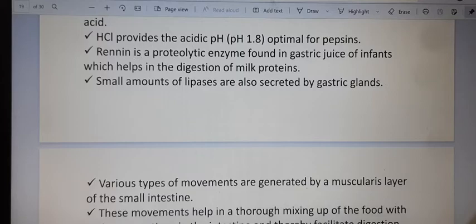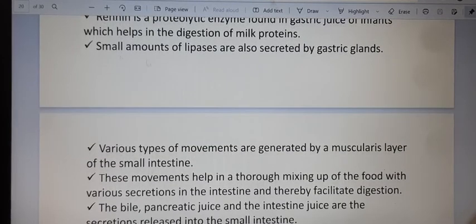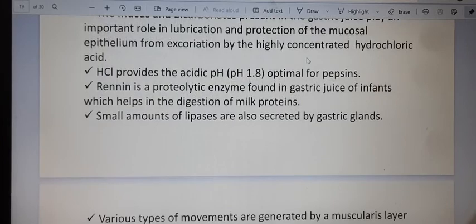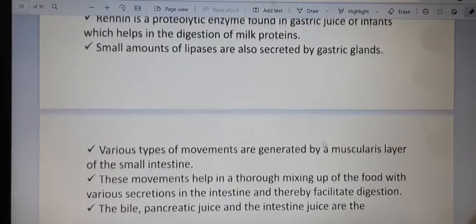Renin is also a proteolytic enzyme found in the gastric juice of infants, which helps in the digestion of milk proteins. Then small amounts of lipases are also secreted by gastric glands. So these enzymes are secreted here: pepsinogen, then HCl, mucus, and renin in the infant, and a small amount of lipases.